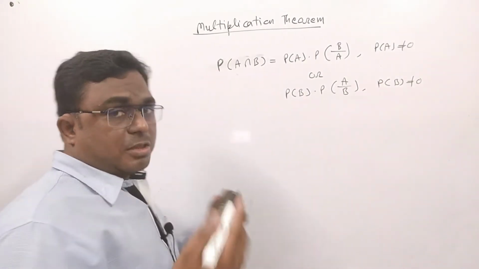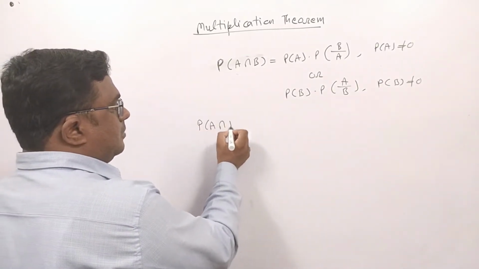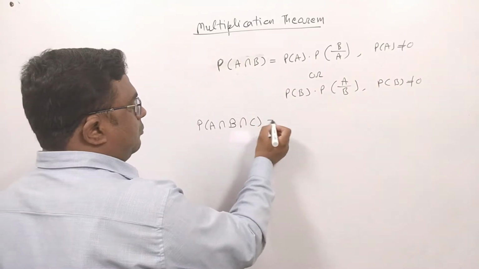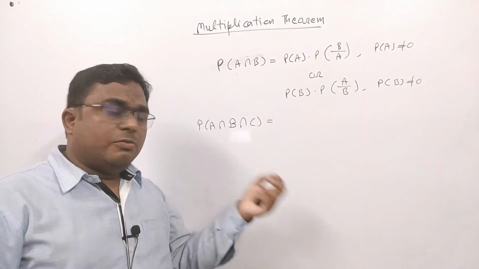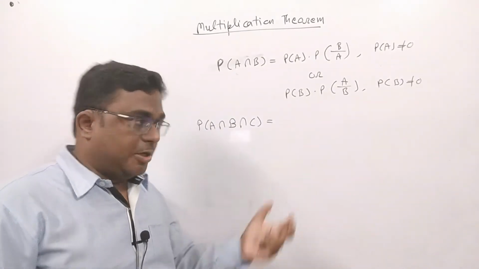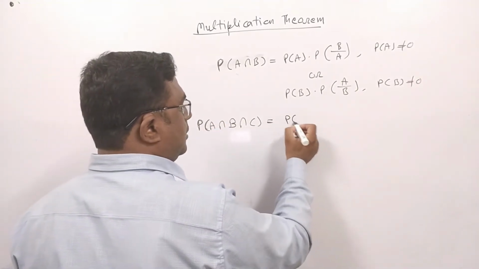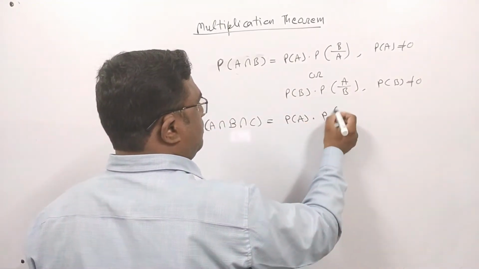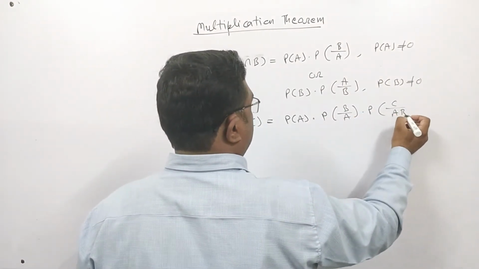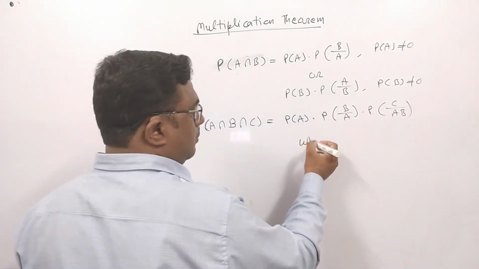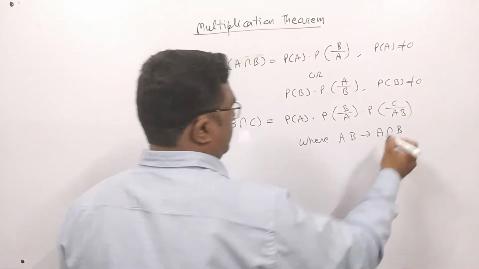Now suppose if there are three events A, B, C, then what will happen? P(A intersection B intersection C). And what is the meaning of this? A intersection B intersection C means the event when all A, B, C are happening simultaneously. And P is the probability of that. So its formula is P(A) into P(B|A) into P(C|AB). What is the meaning of AB here? Where AB stands for A intersection B.